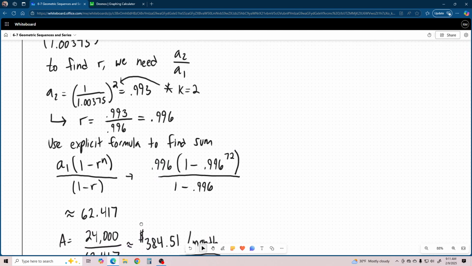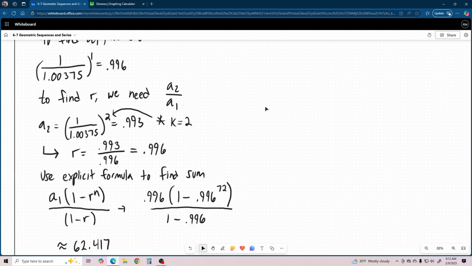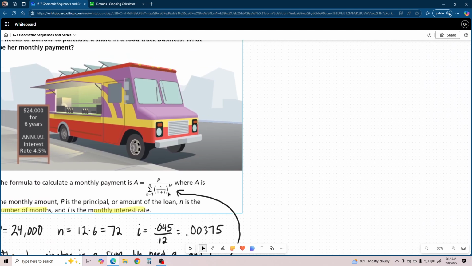This will give us approximately, right? If you just do the math in here, you'll get approximately 62.417, right? So this is the sum of these 72 terms. This 62.417 is all of this right here.